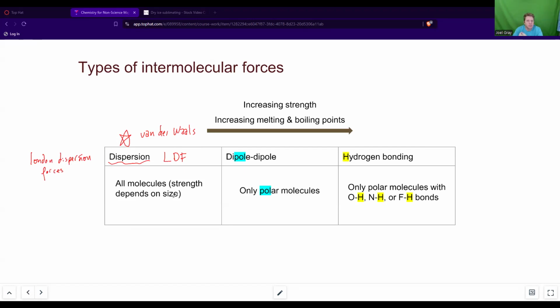These are forces that every single molecule has. So you could think about this as a hierarchy. This is the foundational force that every single molecule is going to have. Now, the strength of these forces will vary a little bit depending on their size. Next up are dipole-dipole forces. These are only polar forces.